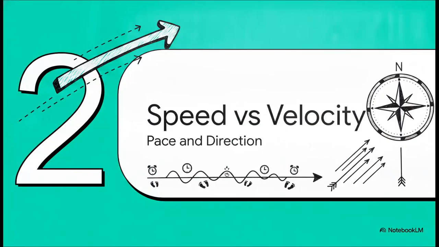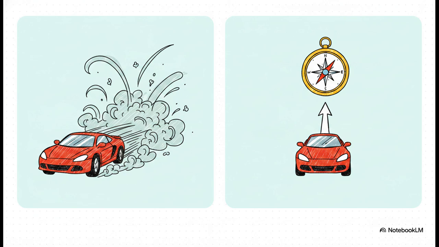Section 2. Speed versus velocity. Let's see how throwing direction into the mix completely changes how we measure our pace. Now, what's really interesting here is the huge difference between just moving fast and moving with a specific intent and direction. Speed is simply how fast you're covering ground. But velocity? Velocity is basically speed with a compass. It's not just driving 50 kilometers an hour. It's driving 50 kilometers an hour straight north.